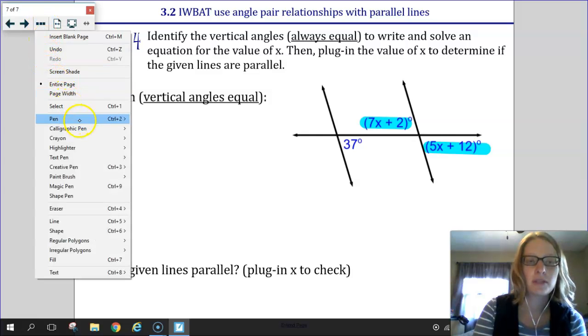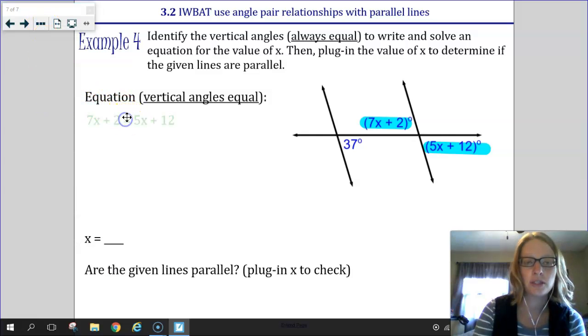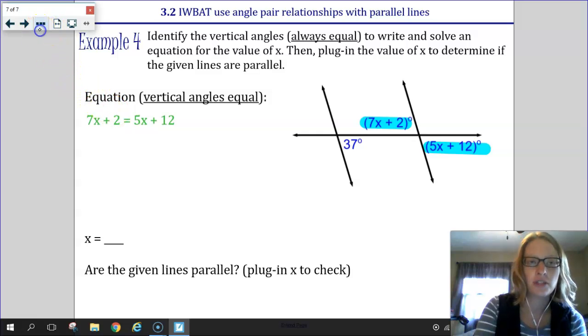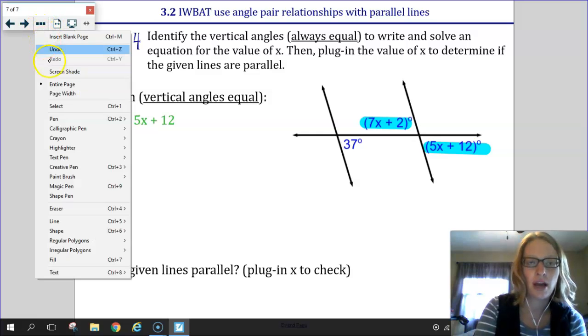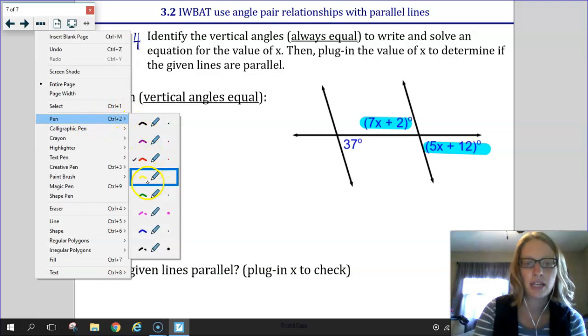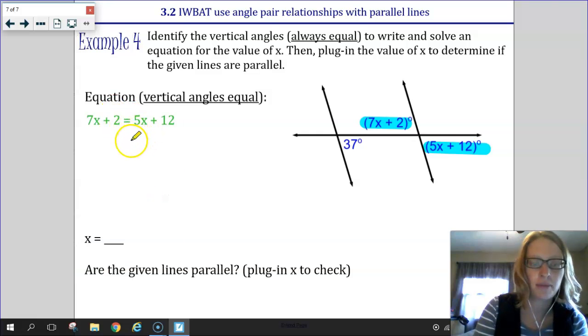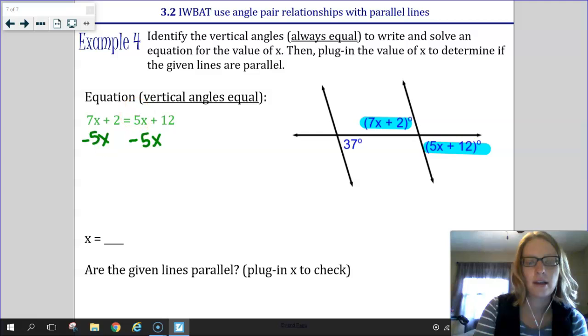So step 1 of this problem is to set those two vertical angles equal to each other and solve to see what I get. So let's go ahead and do that. Again, I always like to keep my x's positive, so the first thing I'm going to do to solve is subtract 5x from both sides. That'll give me 2x plus 2 equals 12 on the right side. Now that I have my x's together, I'll get my numbers together, subtract 2 from both sides, and I'll get 2x equals 10.